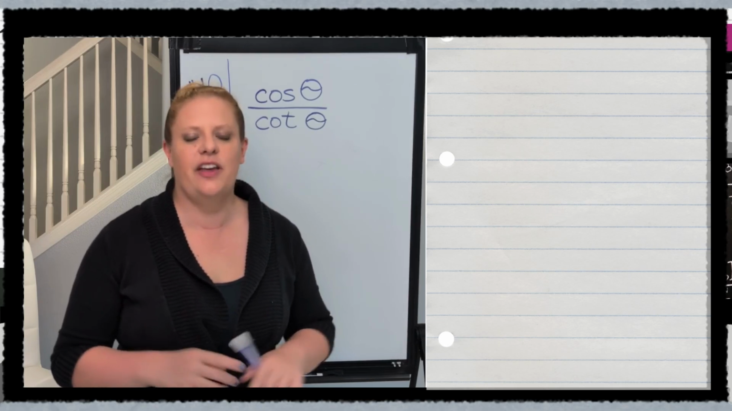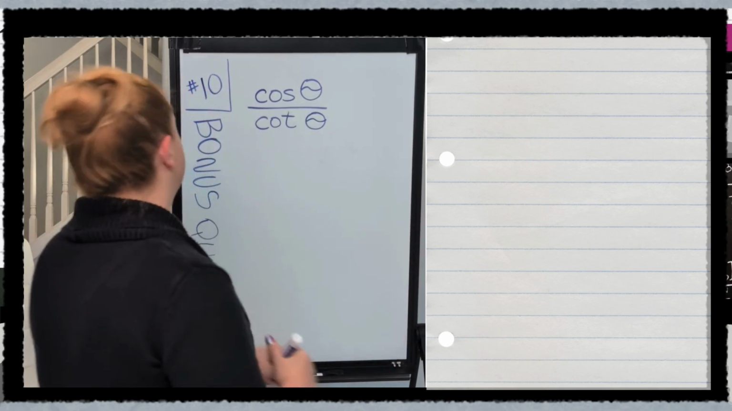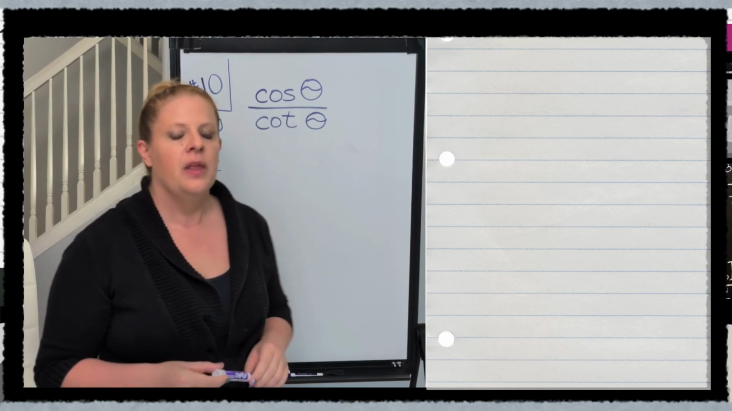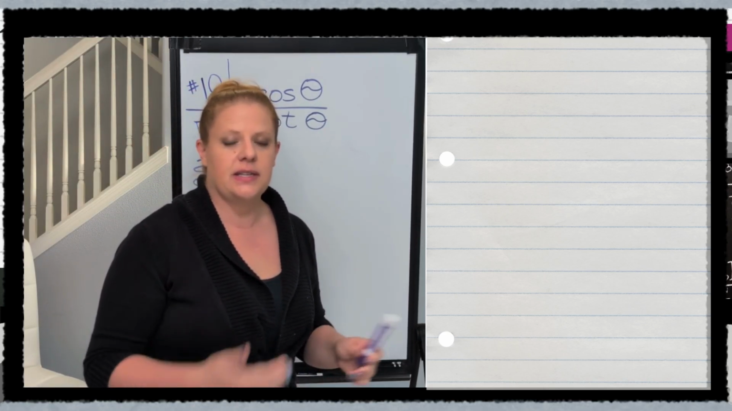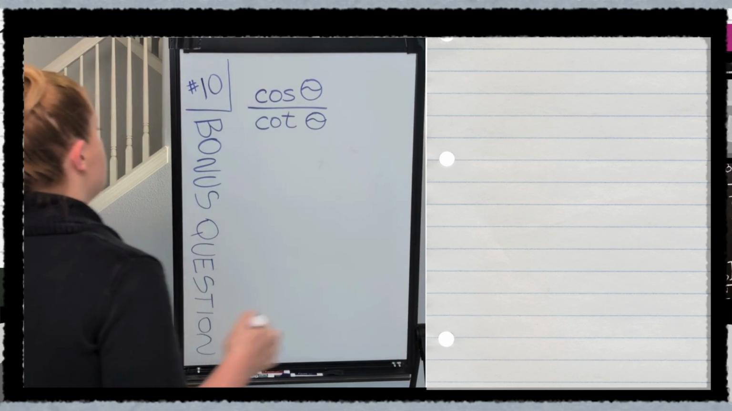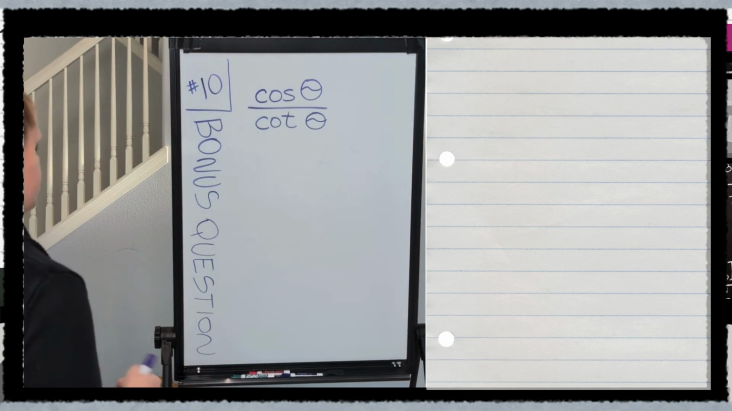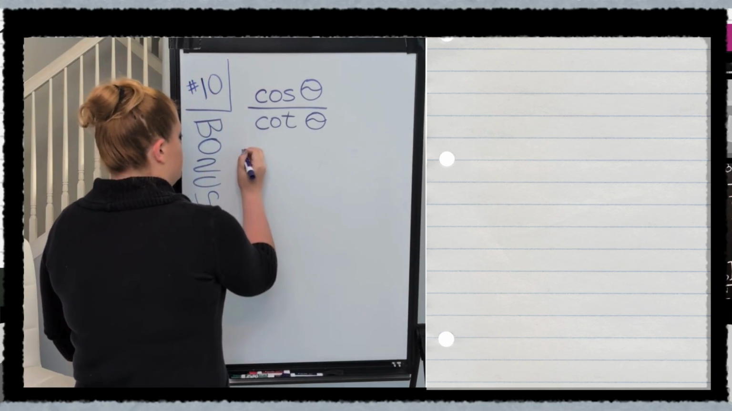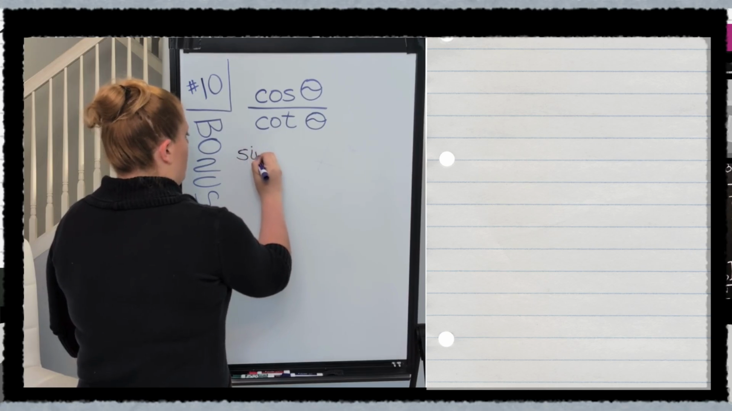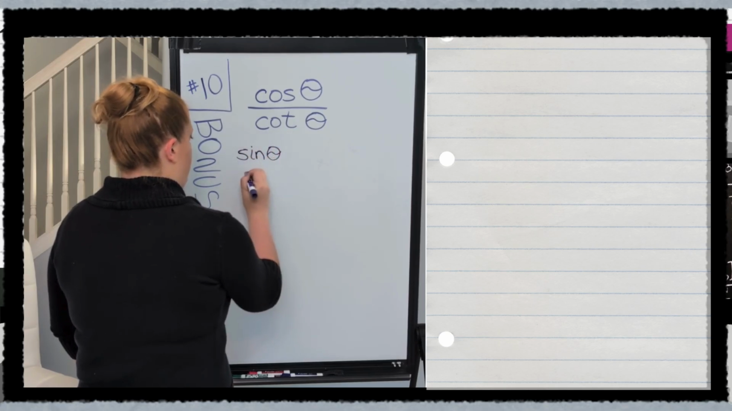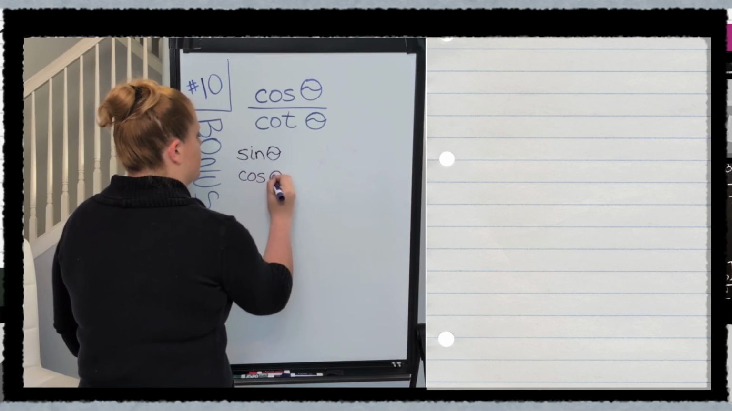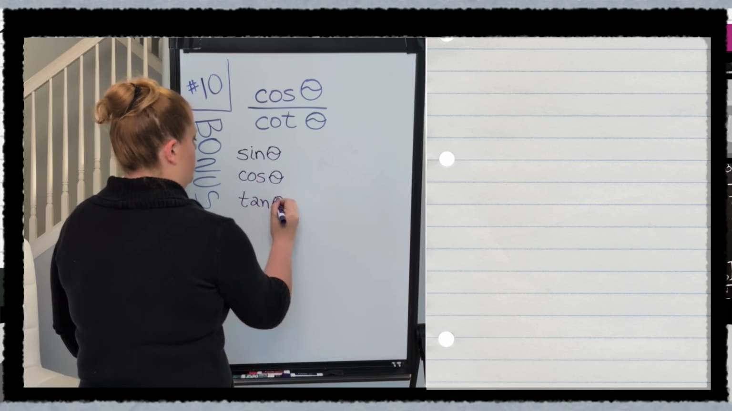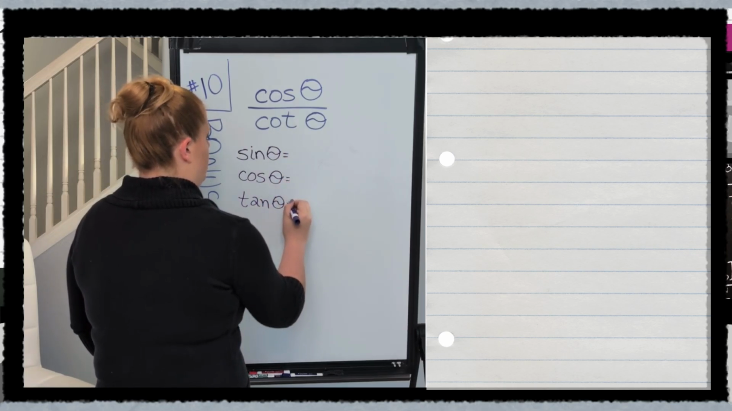Number 10 is another bonus question. Cosine theta divided by cotangent theta, and you have to pick the answer choice that simplifies this. So what we're going to start with is the definitions of these terms. And since we're just kind of learning them, I'm actually going to write out all 6 of the trig functions we are working with.